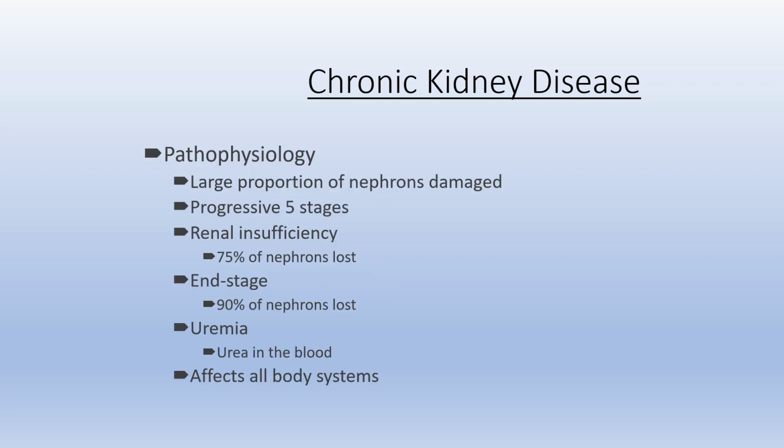So when a patient has chronic kidney disease, at this point a large portion of the nephrons are damaged, and it is progressive within 5 stages. Usually, the early stage is about 75% of nephrons lost, which is renal insufficiency. And end-stage kidney failure is when 90% of nephrons are lost. Uremia, an increase of waste products in the blood, is present in chronic kidney disease. Patients eventually develop problems in all systems. And if left untreated, patients with uremia die within a short time.